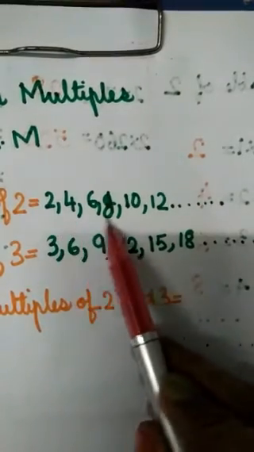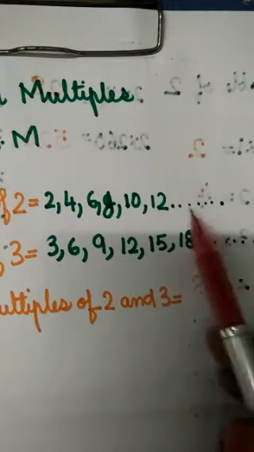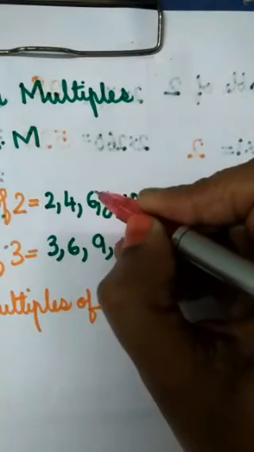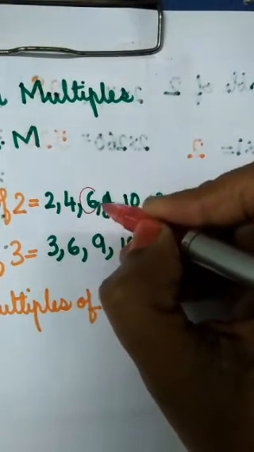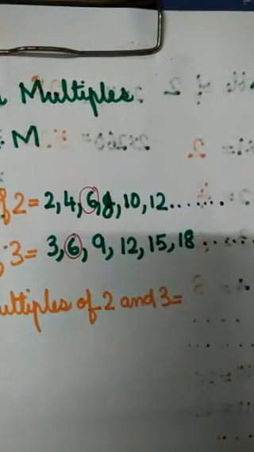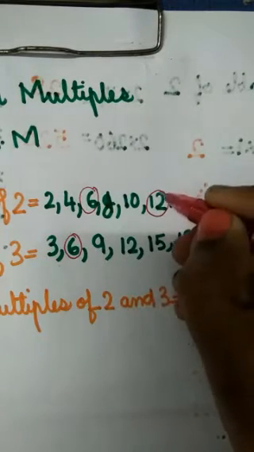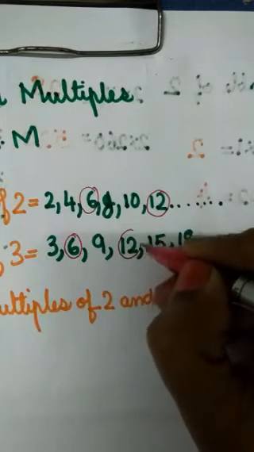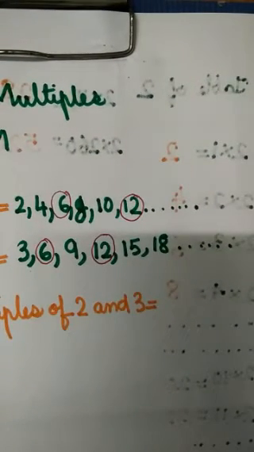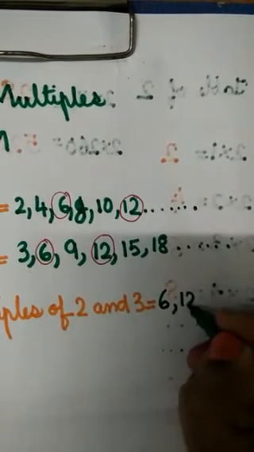ये पूरा देख लो. 2 4 6 8 10 12, 3 6 9 12 15 18. Okay, और डॉट डॉट भी है. So first what will I write? See here 6 is common. 6 is there in 2 and 6 is there in 3. Clear? What is the next number? 12 is there in 2 and 12 is there in 3. So what are the common multiples? Common multiples are 6 and 12.